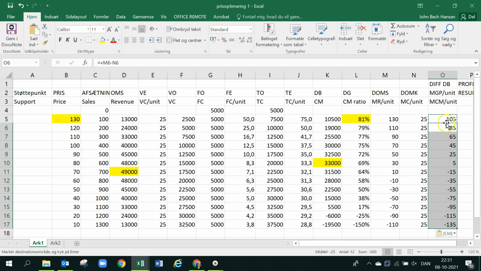And here I can see that the last extra sales I get with a positive marginal contribution margin is when I go from 500 units to 600 units. Because if I continue, I will have a higher increase in my marginal cost than my marginal revenue, giving me a negative marginal contribution margin. So of course I will stop increasing my sales here. Just make that yellow as well.